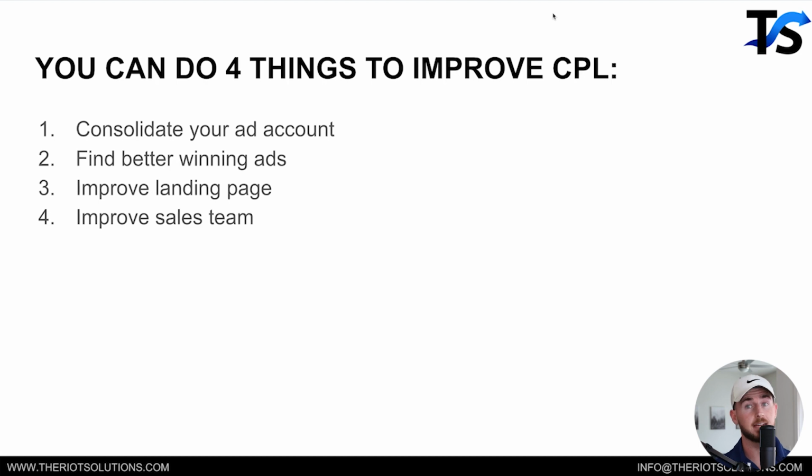First off, consolidate your ad account. Regardless of whether you're in lead gen, e-com, or app installs, consolidating your ad account is the number one thing you need to do ASAP. Number 2 is find better ads. Number 3 is improve the landing page. And number 4 is improve the sales team. And we're also going to be going over that sales team, and we got some spicy stuff for that one right there. So better stick around for that.